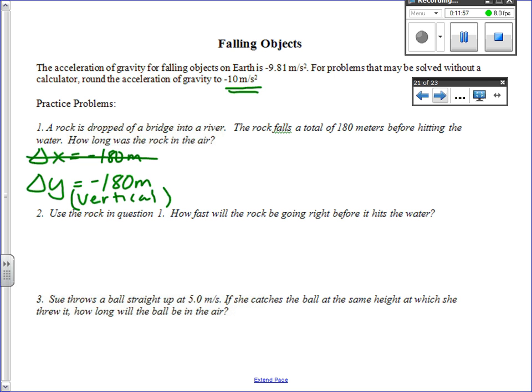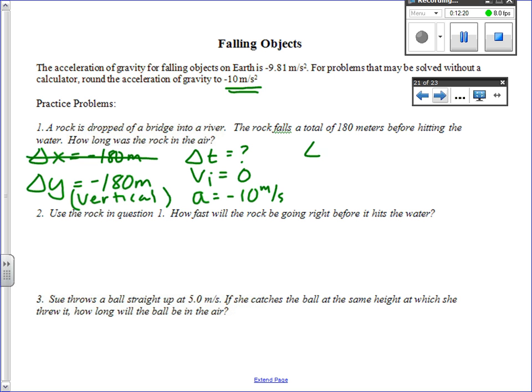And I'm calling it negative 180 meters because the rock is ending up below where it started. I'd like to know how long the rock is in the air. I know that the initial velocity of a falling object is 0. And I also know that the acceleration of the rock is negative 10 meters per second squared.